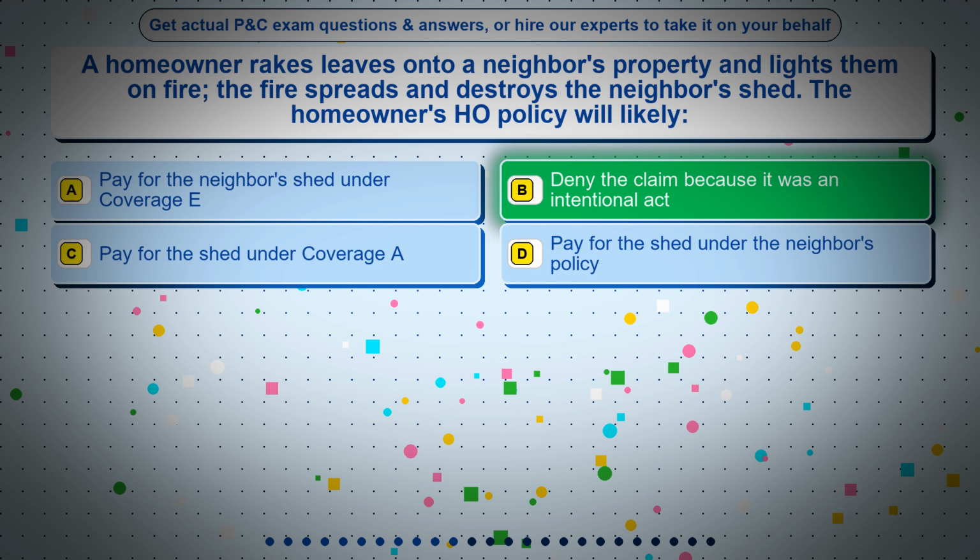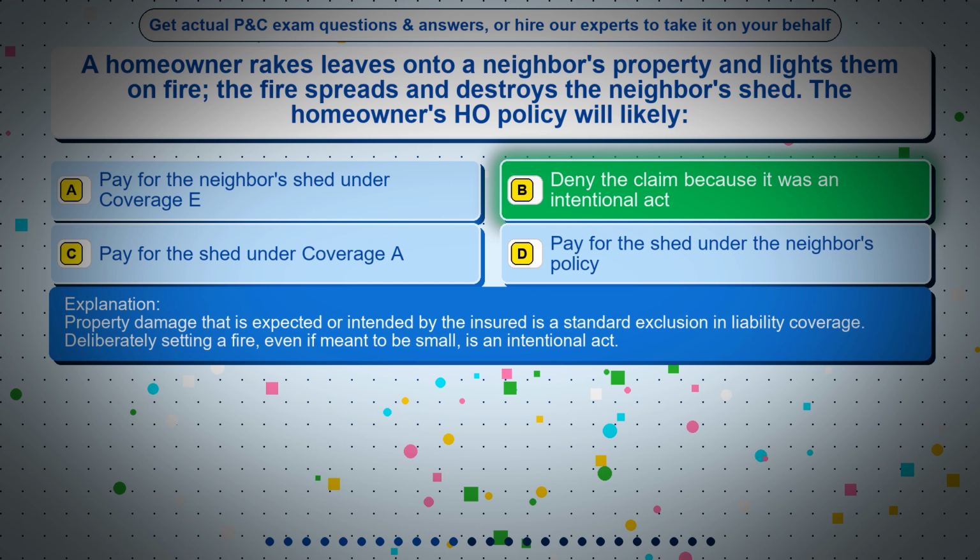The correct answer is option B, deny the claim because it was an intentional act. Property damage that is expected or intended by the insured is a standard exclusion in liability coverage. Deliberately setting a fire, even if meant to be small, is an intentional act.